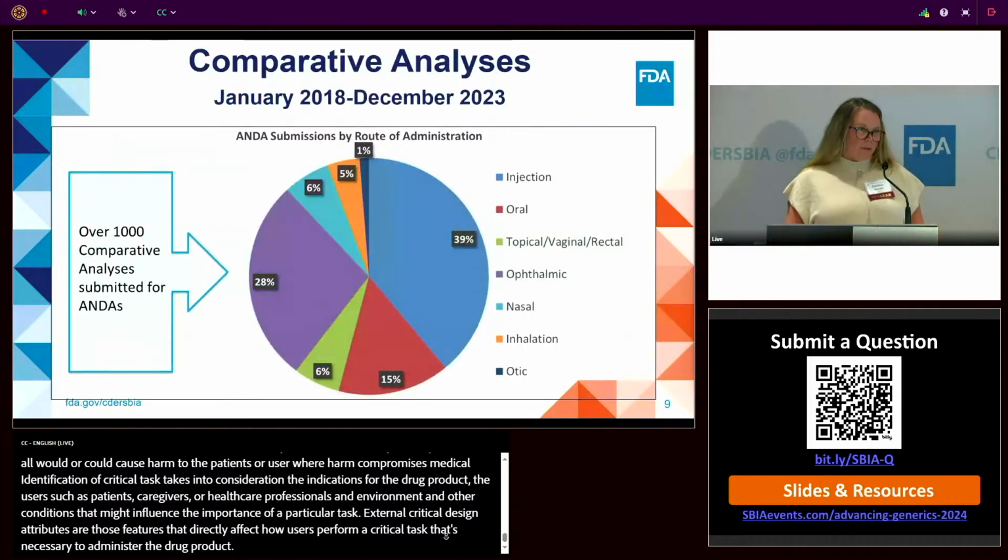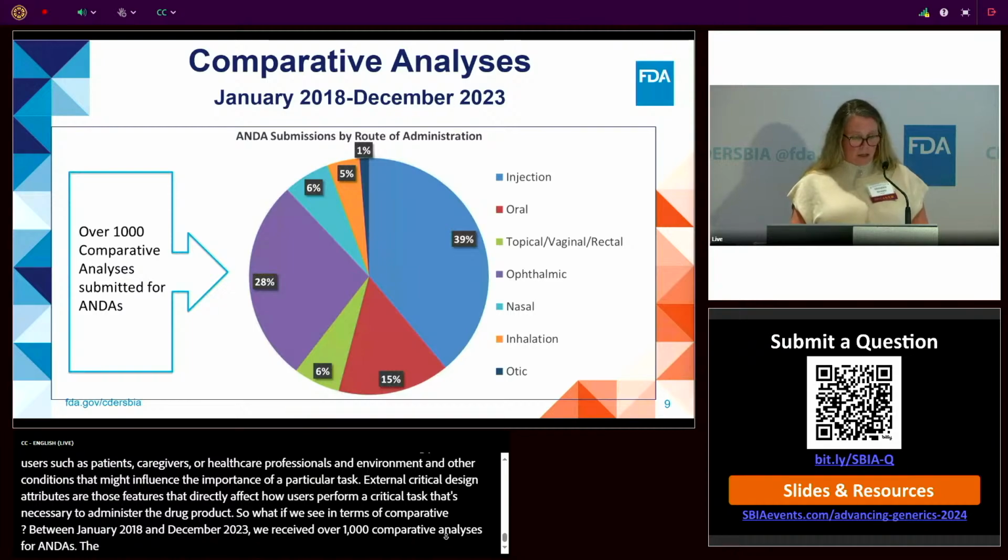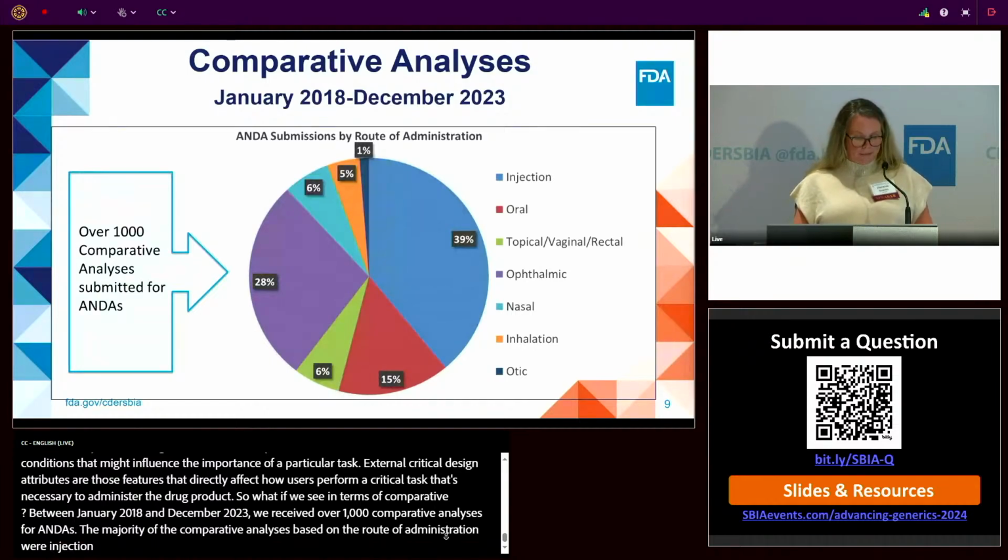So what have we seen in terms of submitted comparative analyses? Between January 2018 and December of 2023, we received over 1,000 comparative analyses for ANDAs. The majority of the submitted comparative analyses based on the route of administration were injection products. That's followed by ophthalmic products and then oral products. We also see nasal, inhalation, and ODUC products, as well as products we've classified here as topical, vaginal, and rectal products combined.